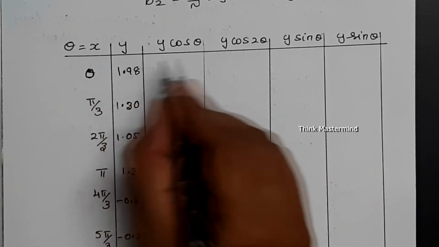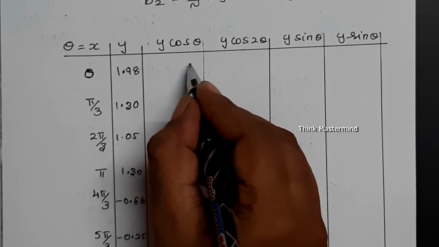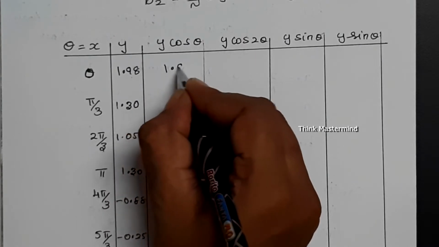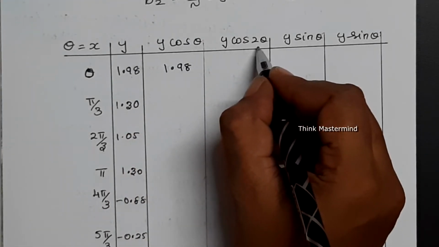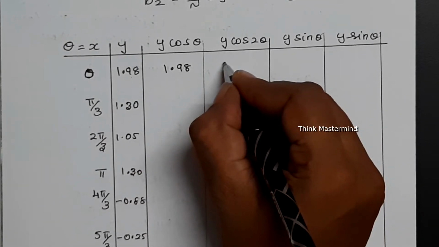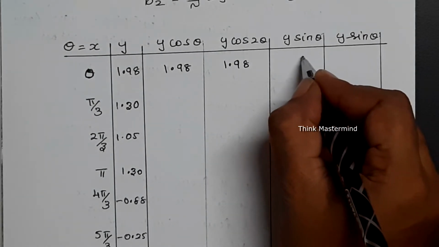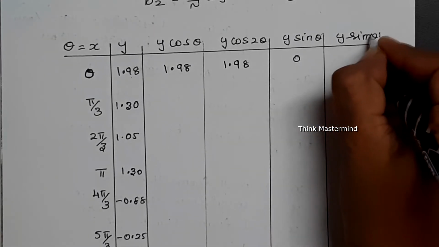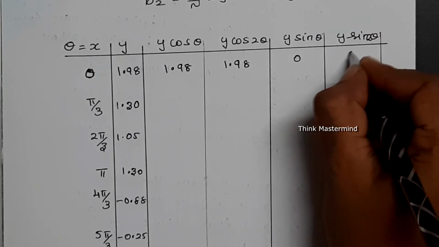We know very well cos 0 value. Substituting theta as 0, cos 0 value is 1. 1 into y is y, that is 1.98. Now cos 2 times 0 is also 1. So 1 into y is the y value, that is 1.98. And sin 0 value is 0. 0 into any number is 0. Sin 2 theta value is also 0, and y into 0 is 0.